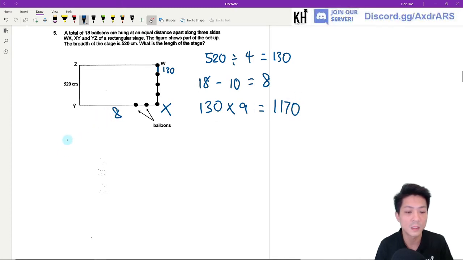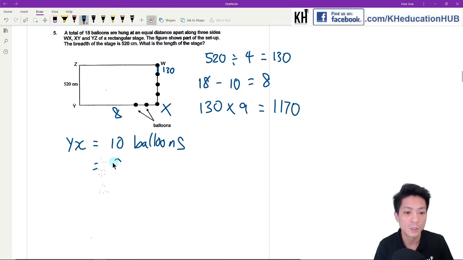Let me just write down a few sentences. YX equals 10 balloons, which equals 9 gaps. 1170 cm is the answer.